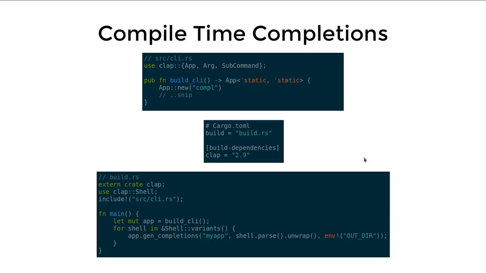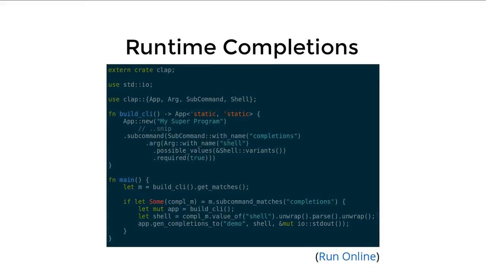Compile time is nice if you are, say, packaging a program to give to other people, and it's going to have maybe an install script that goes with it that installs these completions, or something like that, if you're going to be actually packaging. If you're not doing that, then you can go the runtime route, which is what RustUp does.